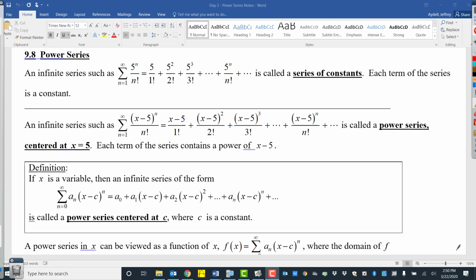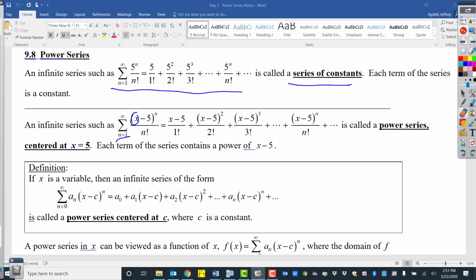Okay, so we've talked about infinite series before. These are a series of constants, is another name for it. This is where we just have the variable of n that we're plugging in, where n goes to infinity. And so each term of the series becomes a constant. But if we have an infinite series where n is the variable we're plugging in, but we still have another variable such as x in it, this is what we call a power series.